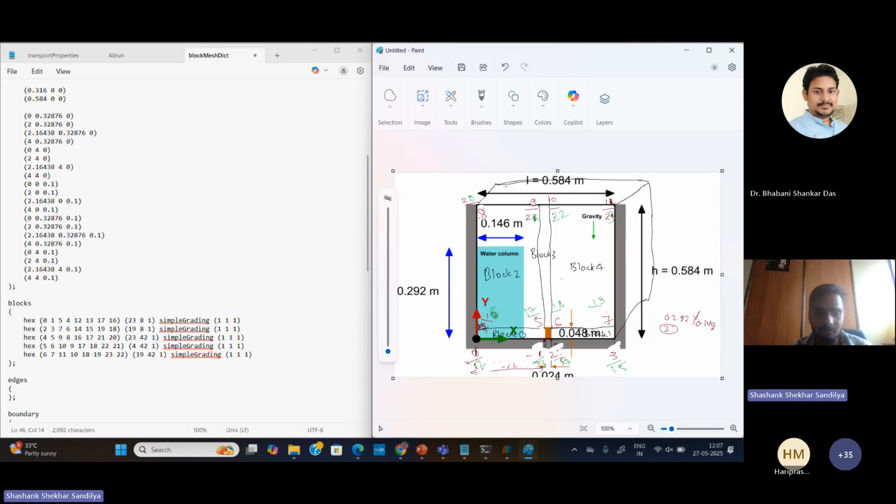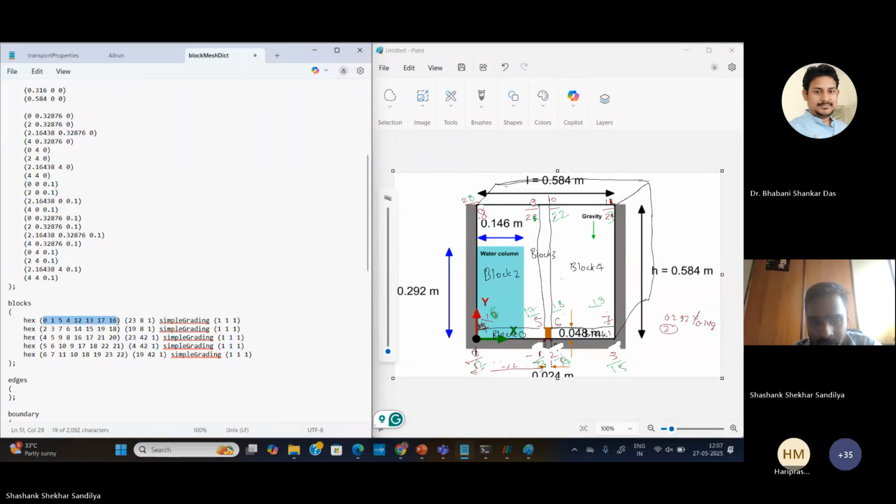Actually, always we have to start from 0. Otherwise, we have to change all these. If I'm not starting from 0, we have to change here 0 from 1, 2, 3. These are basically hexahedral. Suppose I am taking block 0. It has been created with 8 vertices, which are 0, 1, 5, 4 from the front side. And if you take the back side, 12, 13, 17, 16. That's why it has been written here.